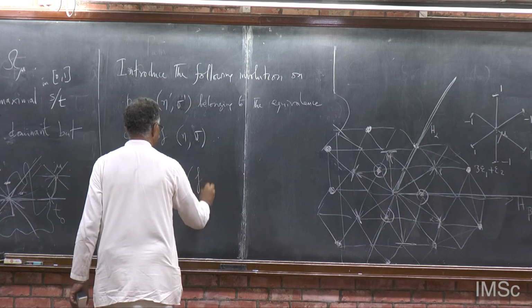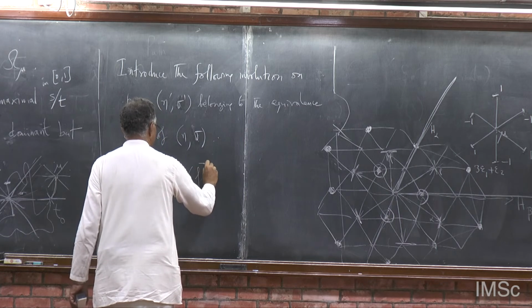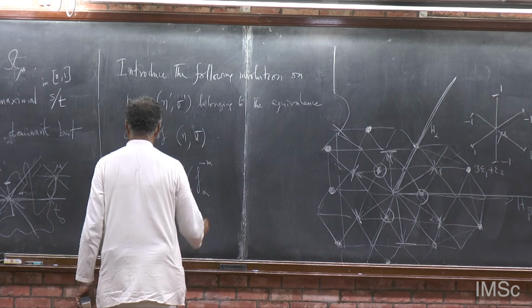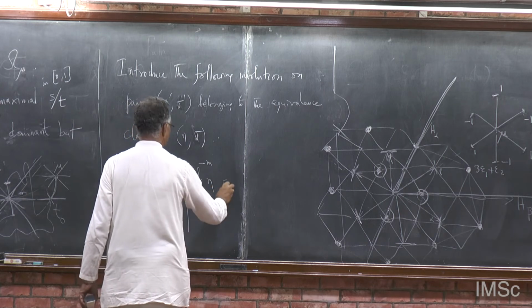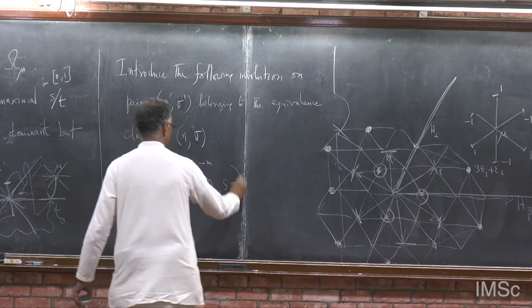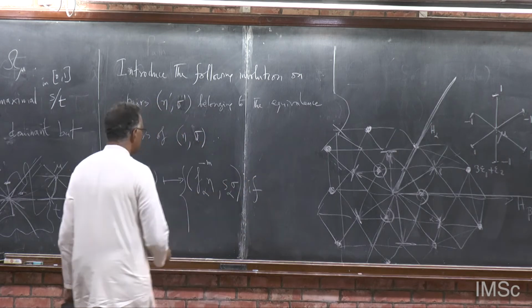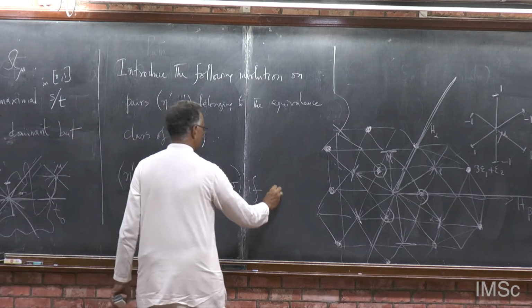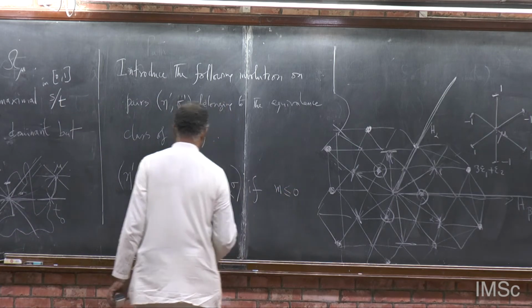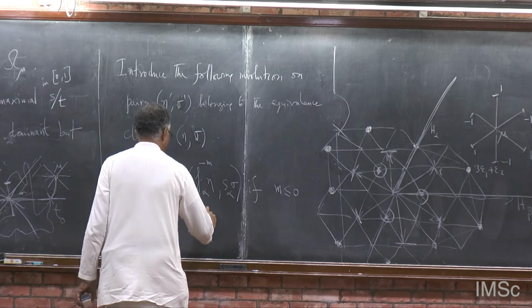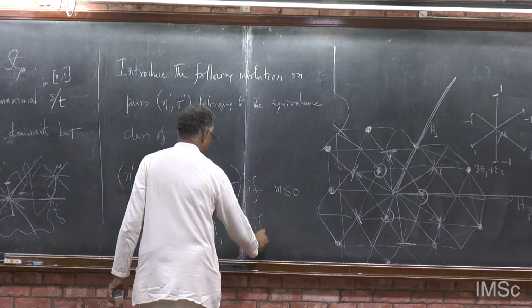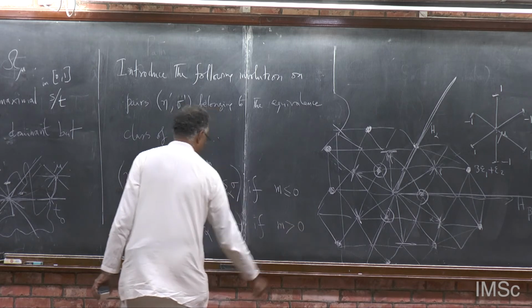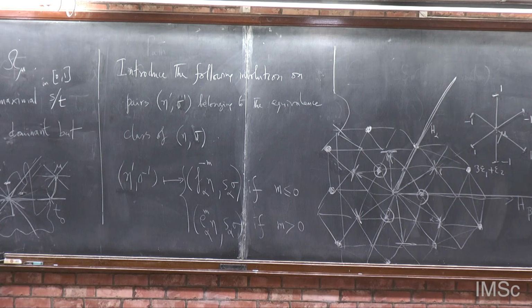f alpha minus m eta S alpha sigma if m is less than or equal to 0, E alpha m eta S alpha sigma if m is bigger than 0. That's the definition.